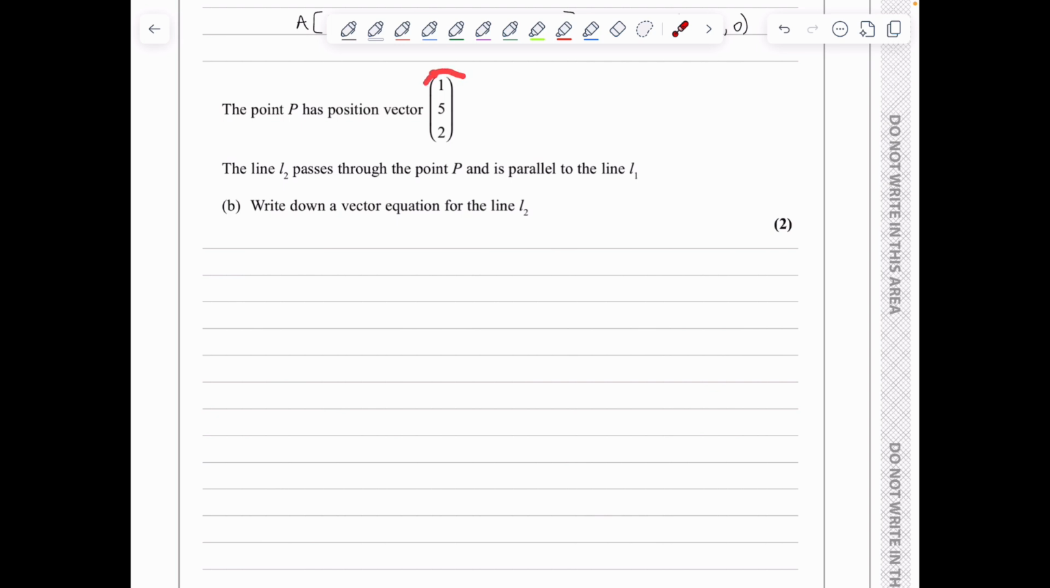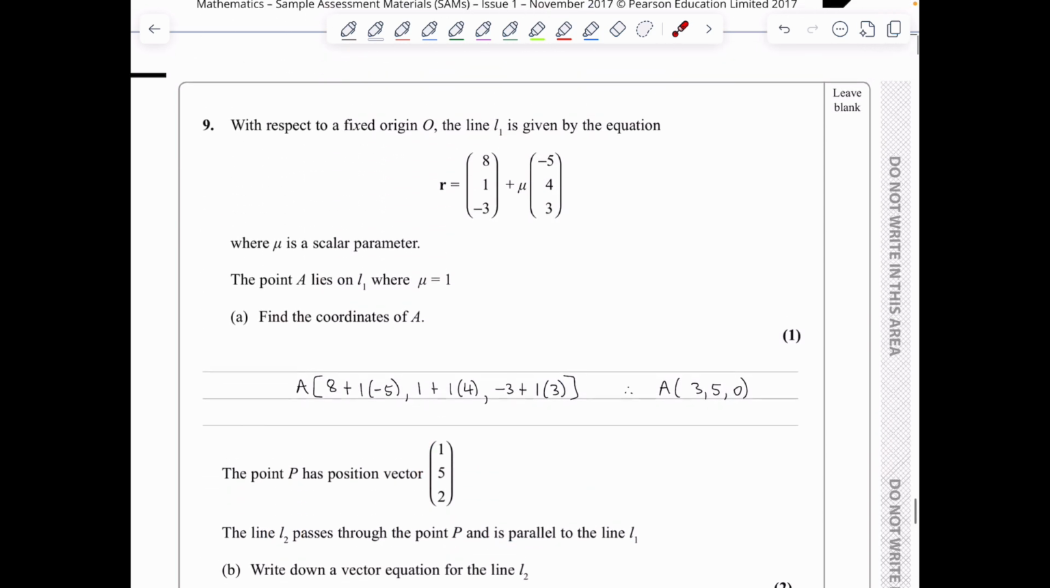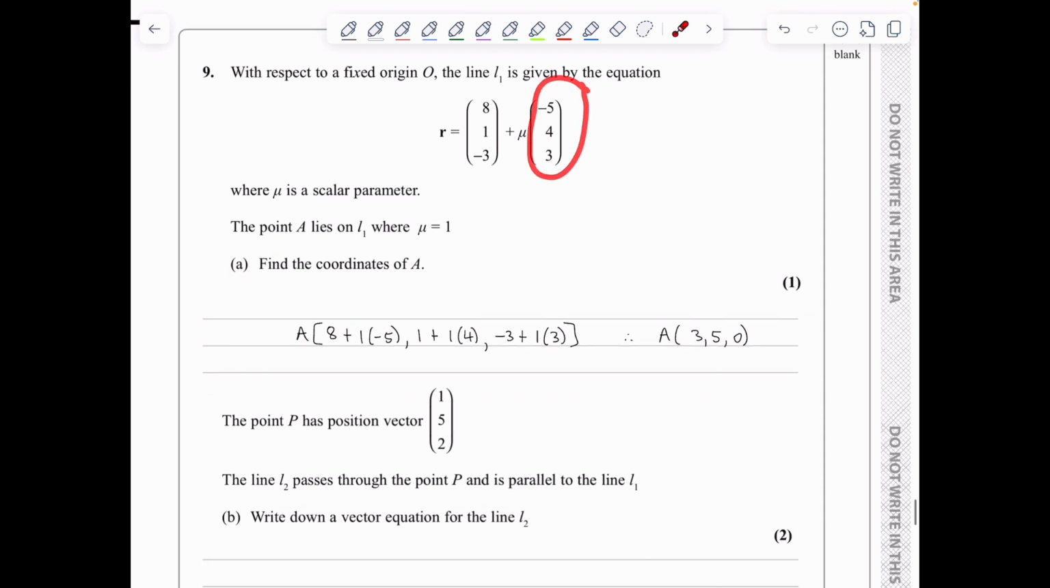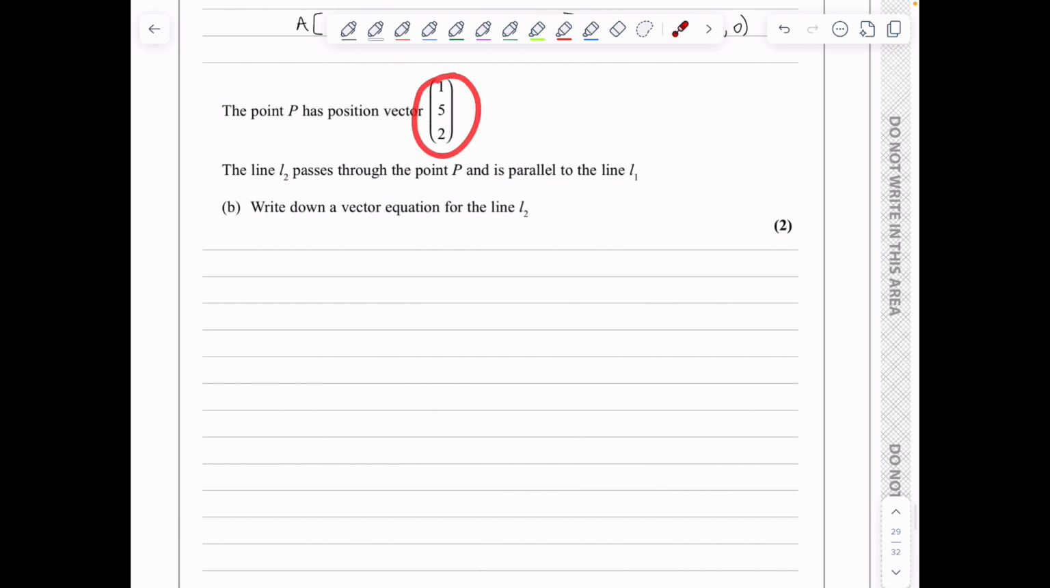We're then given the point P with position vector (1, 5, 2), and we are told that the line L2 passes through the point P and is parallel to the line L1, and we need to write down a vector equation for the line L2. Well, we know that since the two lines are parallel, they have the same direction vector, and the direction vector is (negative 5, 4, 3). I will use the (1, 5, 2) here as the position vector, and therefore the line L2 has equation r is (1, 5, 2) plus a scalar lambda times (negative 5, 4, 3).